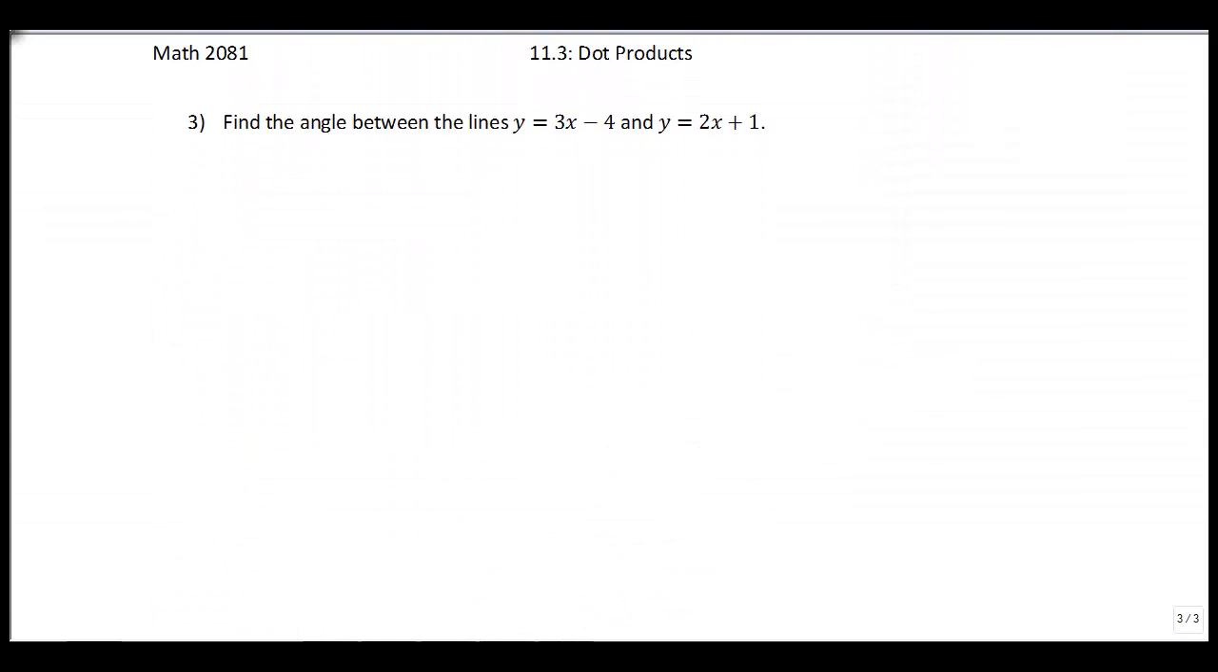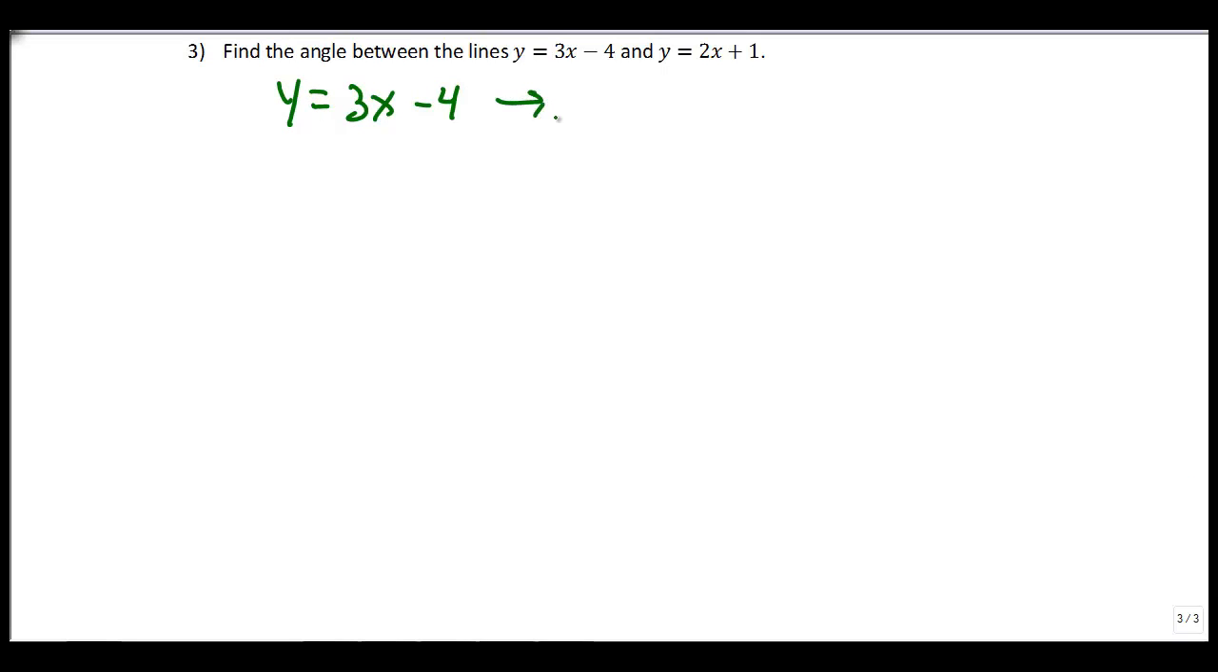Okay, 2 more. Very similar type of question, although it's going to look different. We're going to find the angle between the lines y equals 3x minus 4 and y equals 2x plus 1. So I've got 2 lines here. When I talk about the angle between lines, all I really care about is the slopes. When you have y equals 3x minus 4, the slope is 3. And if we take y equals 2x plus 1, here the slope is 2. So you learned, presumably before, that the slope gives you a slant of the line. If you think about it another way, that's really a direction or a vector.